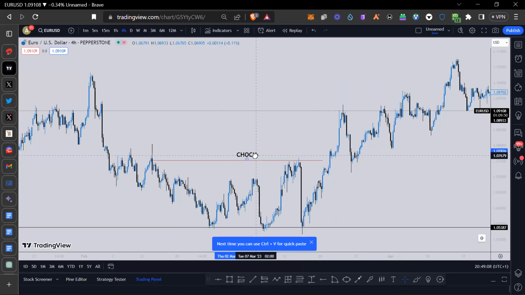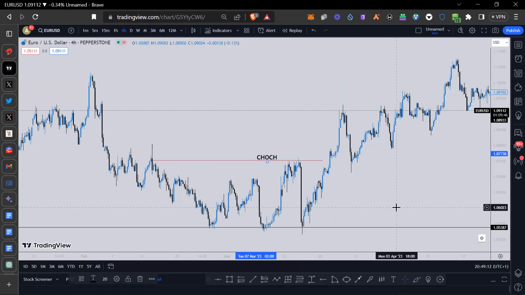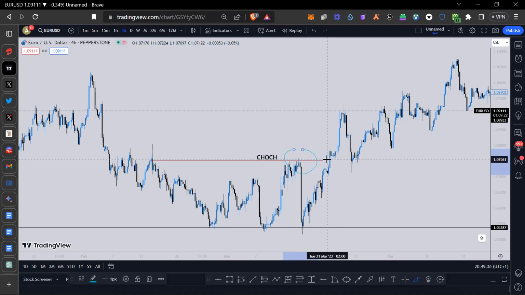So what it means is that when price breaks this level, you know that the trend is about to change, because we consistently were creating higher lows here, higher lows here. And as you can see, price broke at this level here. When price breaks at this level, you will know that price is about to change direction. So this is where the move happens.